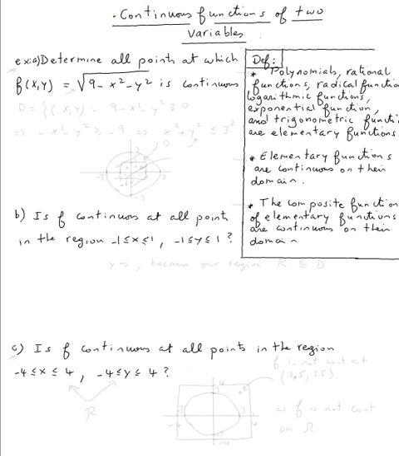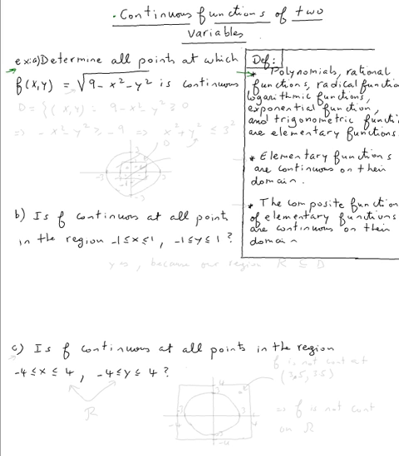The topic is continuous functions of two variables. So let's do the first example. Determine all points at which f of x y equals the square root of 9 minus x squared minus y squared is continuous. Alright, so let's read the definition.